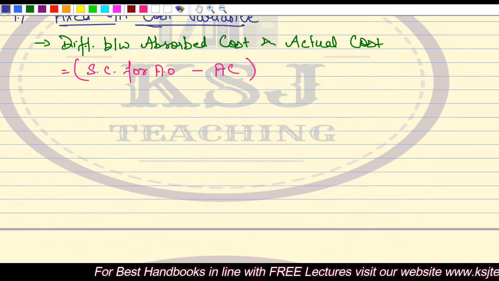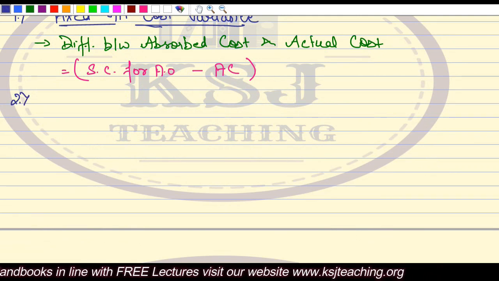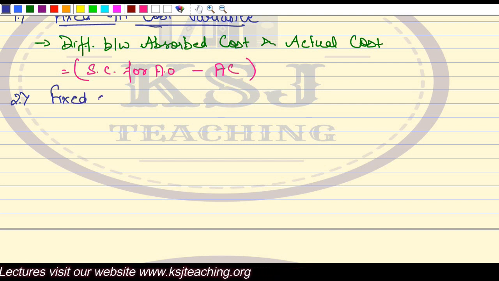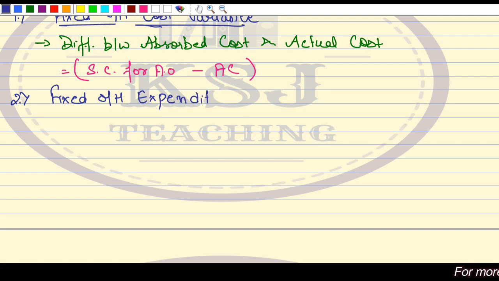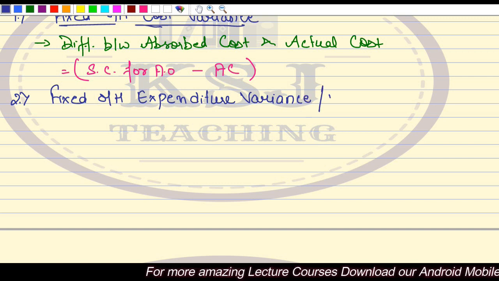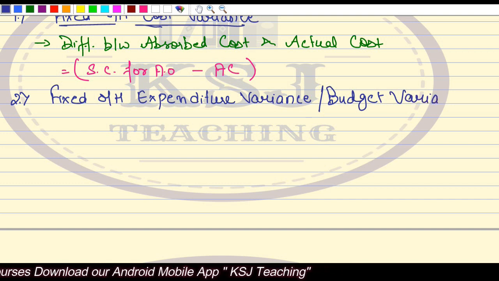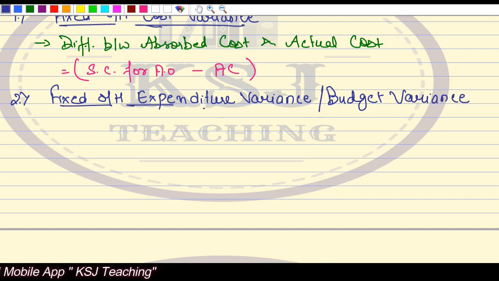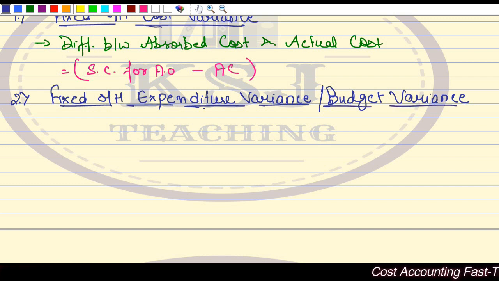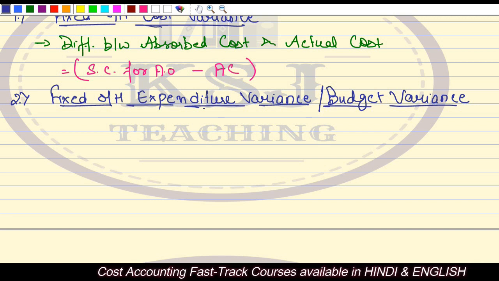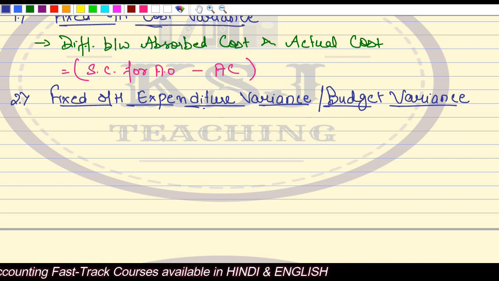Now, the next one, the second one. The second is fixed overhead expenditure variance, or we call it as fixed overhead budget variance also. Now, this variance is what was the original expenditure that you planned for the standard output. What was your budgeted expenditure and what actually happened?